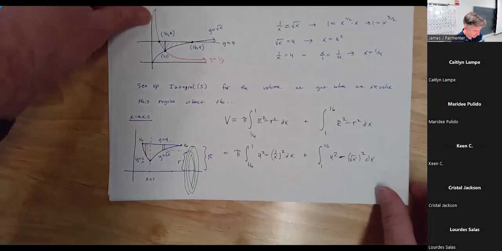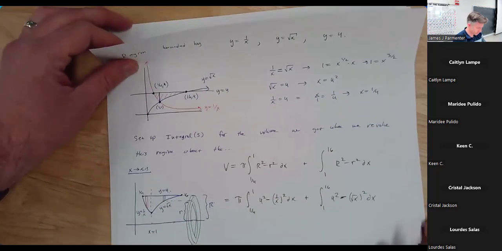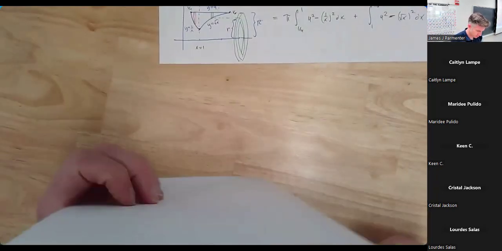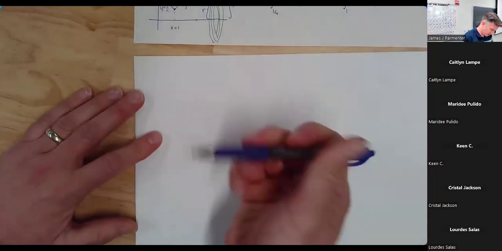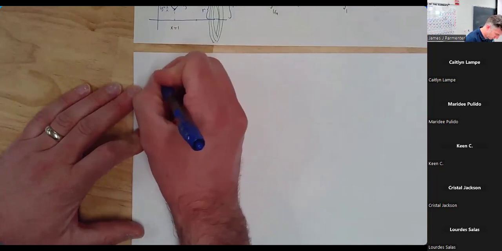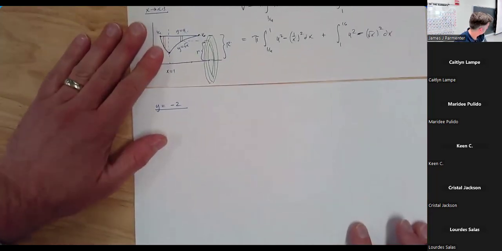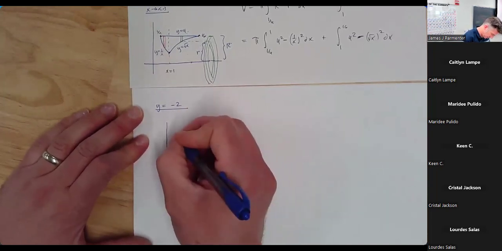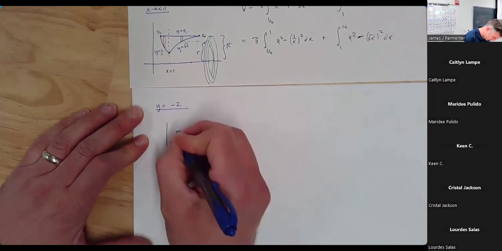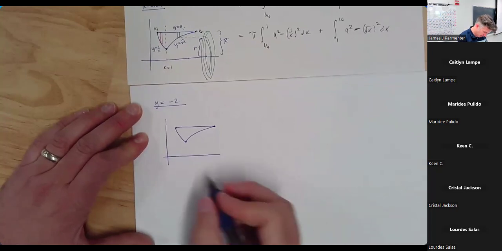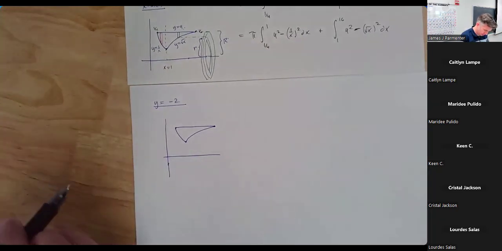Okay, let's look at a different axis that is also horizontal. And we'll do two of these actually. So let's say we want to go around the line y equals -2. Same region. But now we're going around this axis down here.